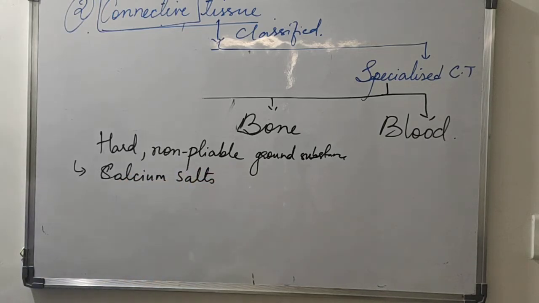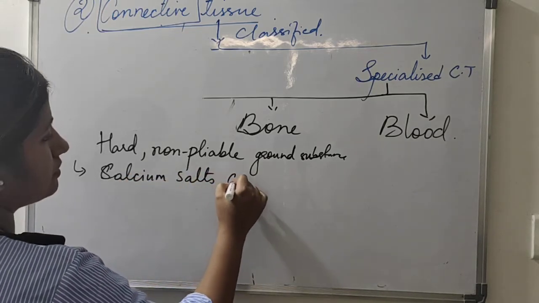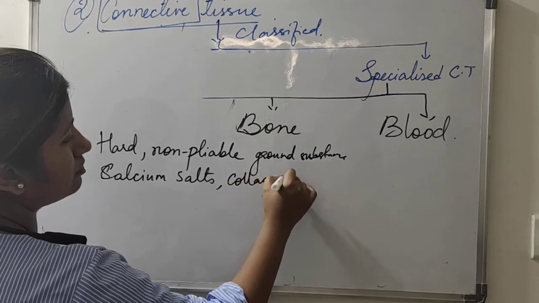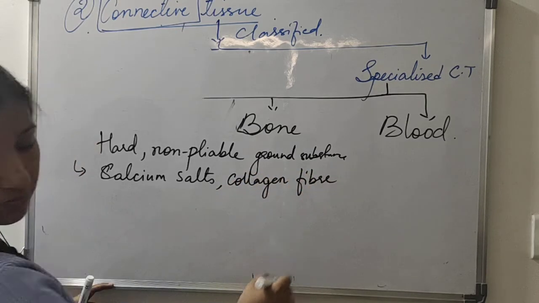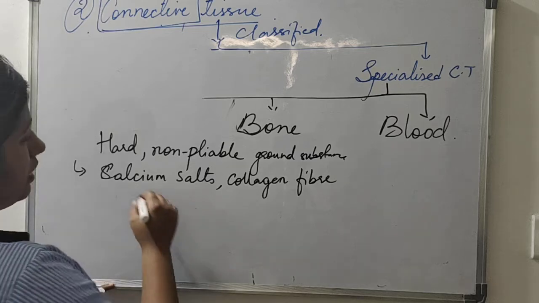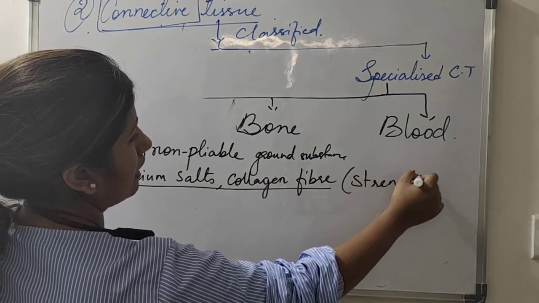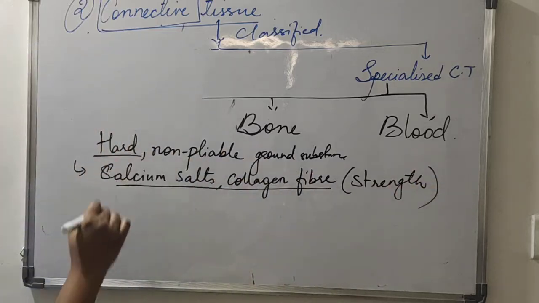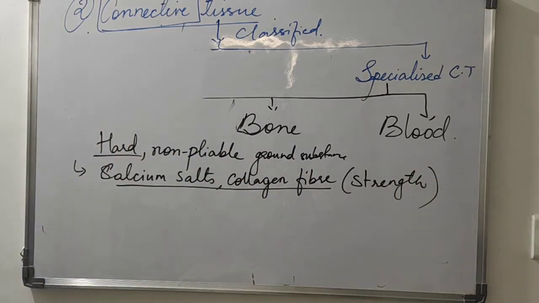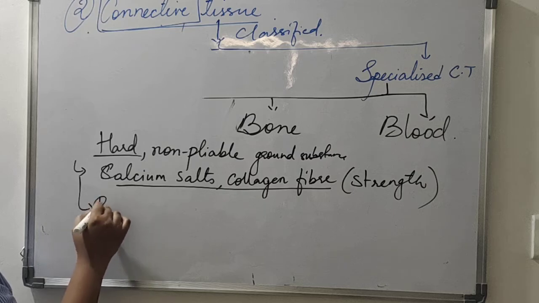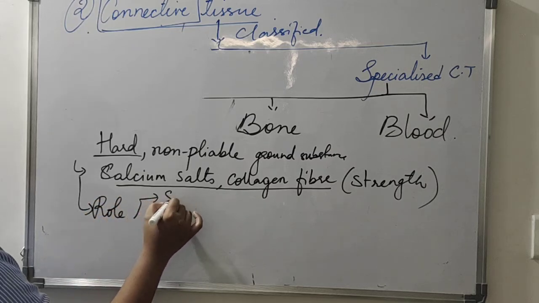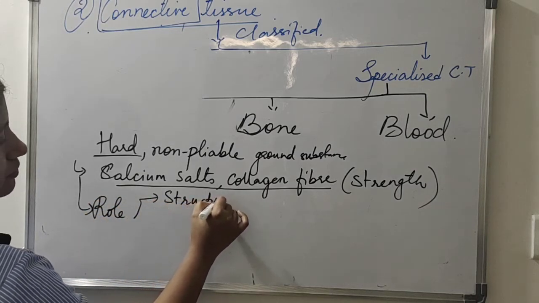Bones are made up of calcium salts and collagen fiber. And this calcium salt and collagen fiber provide strength, and that is why bones are very hard. And what is the role of bones? They provide a structural framework to our body.